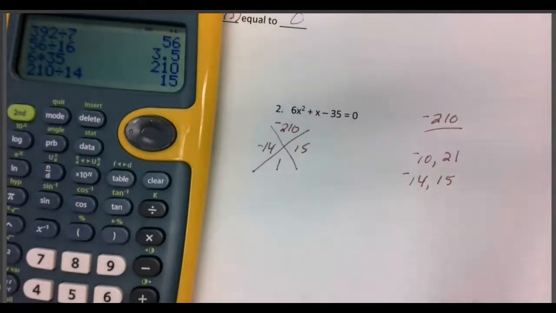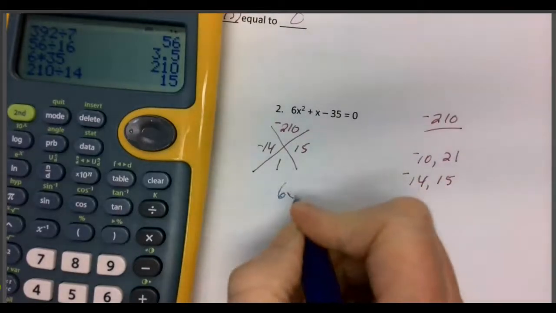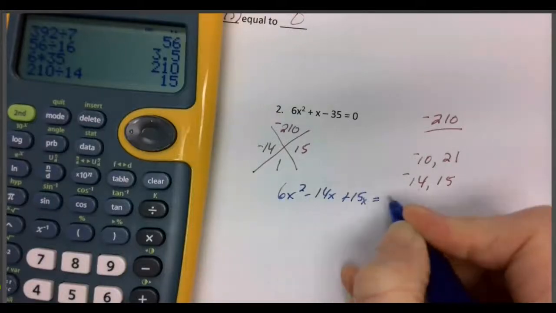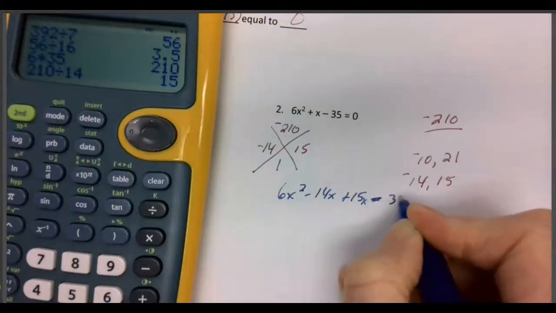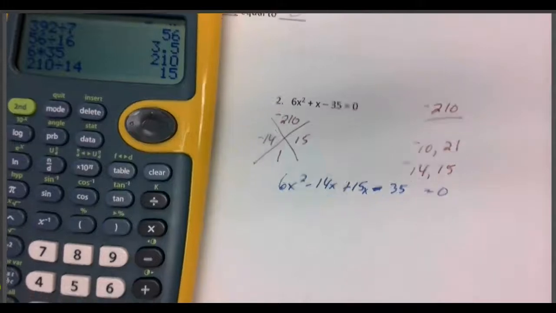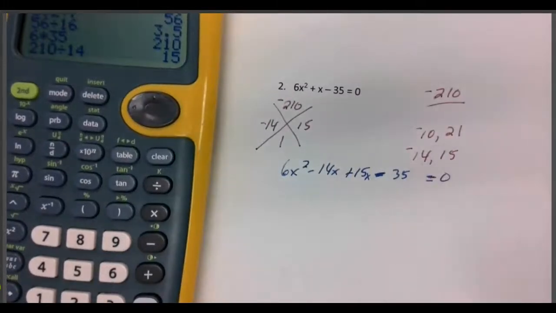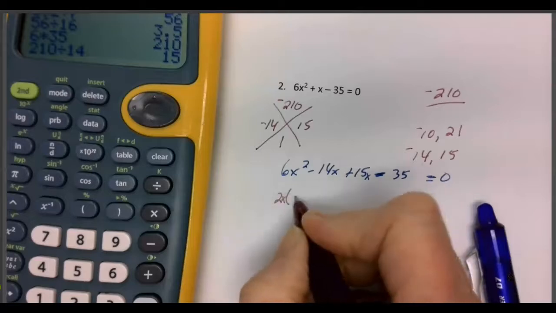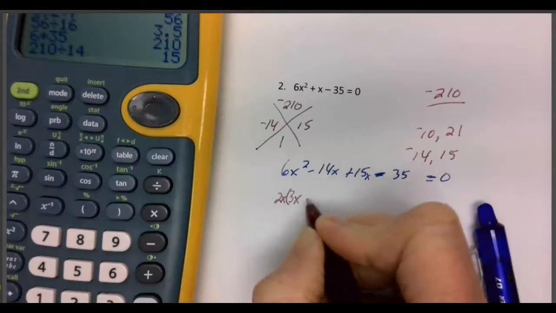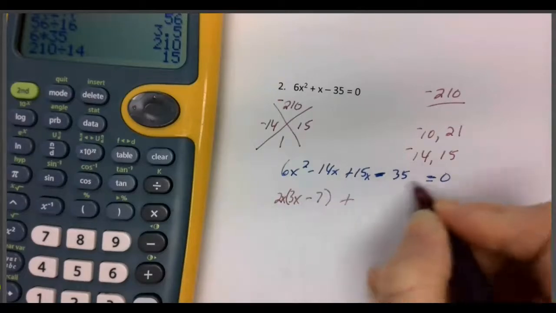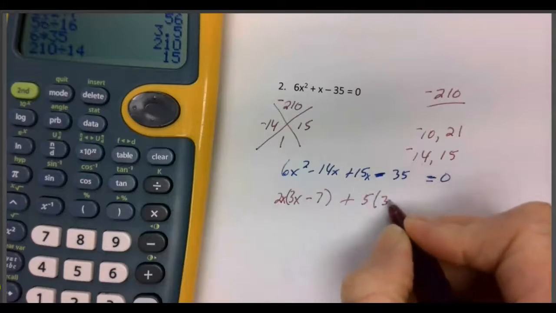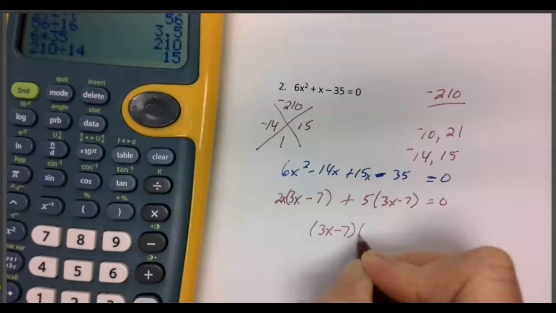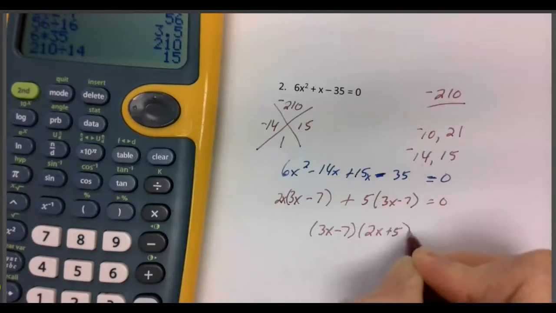So now I'm going to have 6x squared minus 14x plus 15x minus 35, and that is equal to 0. Well, that will come back into play in just a bit. We'll have to set that equal. Okay, so let's factor by grouping. 2x, so I have x, 3x minus 7. Take out a 5. I have 3x minus 7. So I have 3x minus 7 times 2x plus 5.